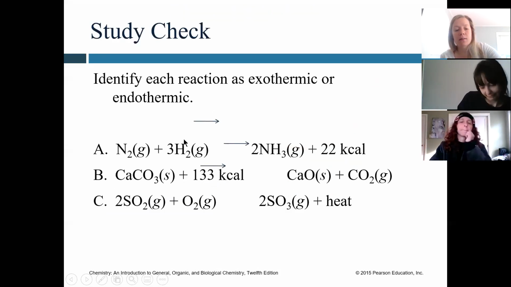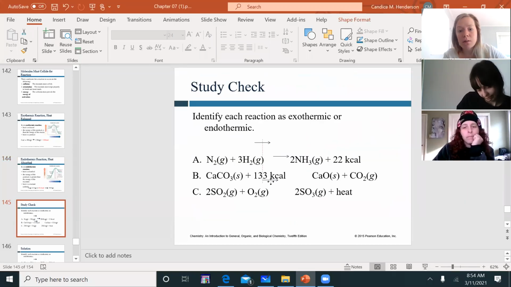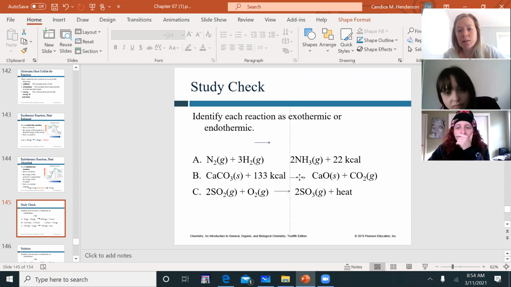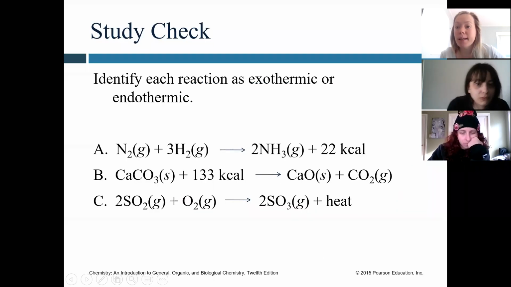So looking at these, and I'll give you arrows in the right spot, I want you to just look at them and tell me if they're exothermic or endothermic. Again, exothermic, exiting, heat is leaving the system. Endothermic, it's eating or digesting or absorbing.